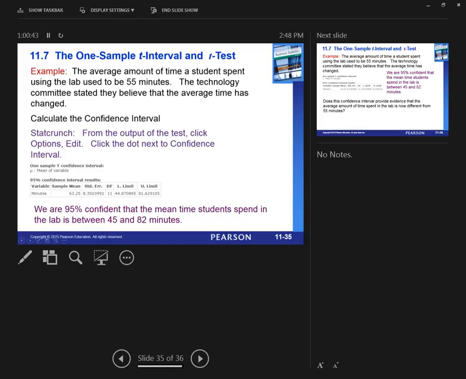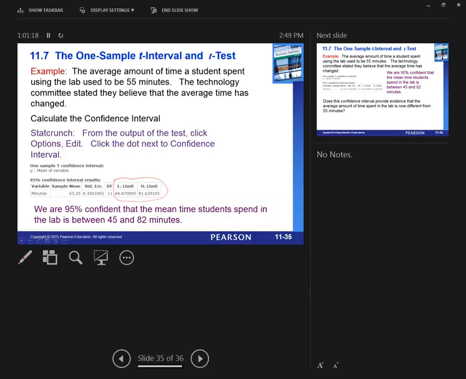Okay, so if I want the confidence interval, I've already done some of the stuff. So if I just click options, edit, I can change it from a hypothesis test to a confidence interval. Just rerun it, and I get these. So here's my confidence interval. Here's the lower limit and the upper limit. We're 95% confident that the average time a student spends in the lab is between 45 minutes and 82 minutes.